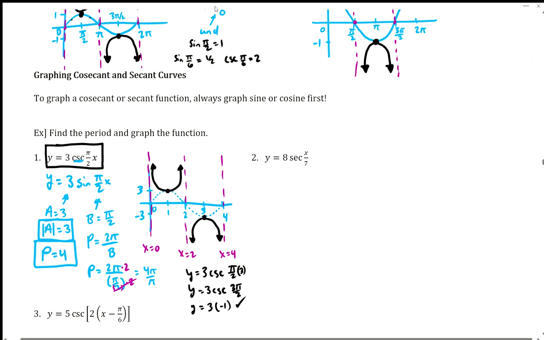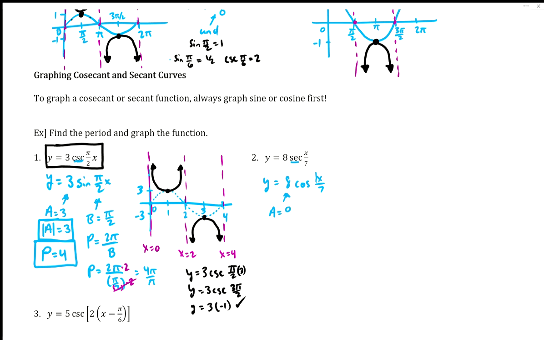Okay, number 2 though. All right, same deal. Let's do it in blue. I see, it's secant here, so that really means do cosine. So 8 cosine of x over 7. And then if it helps, you can put a 1 with that x up there because that's going to be helpful with our b value.